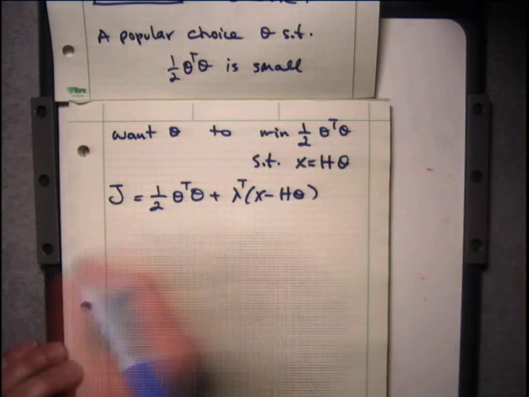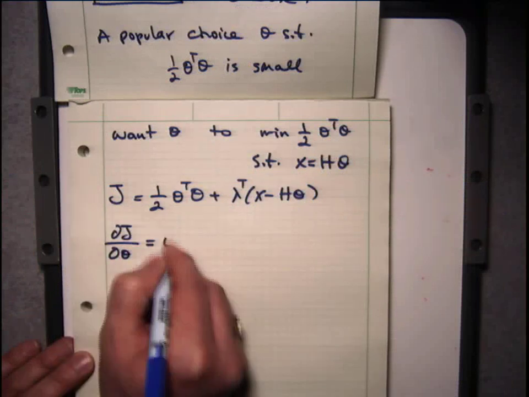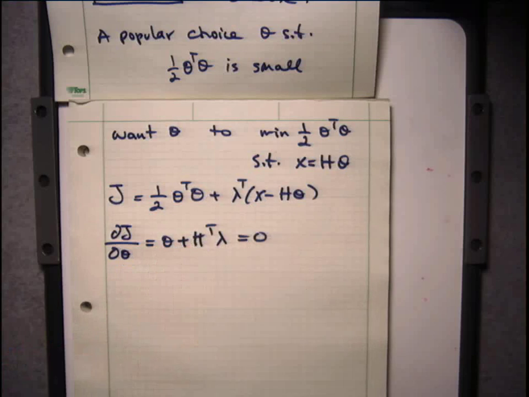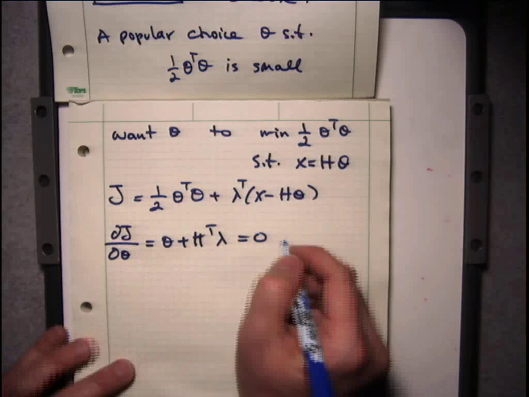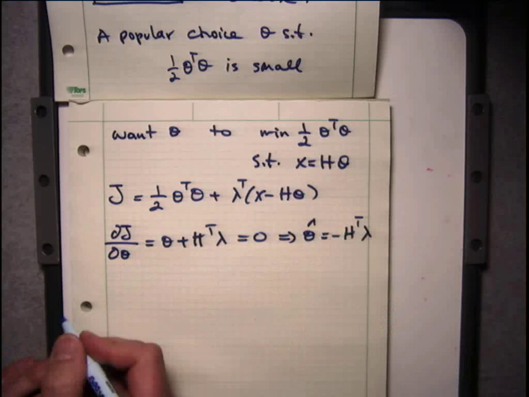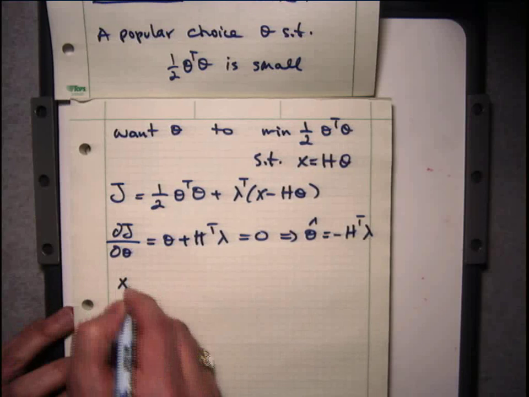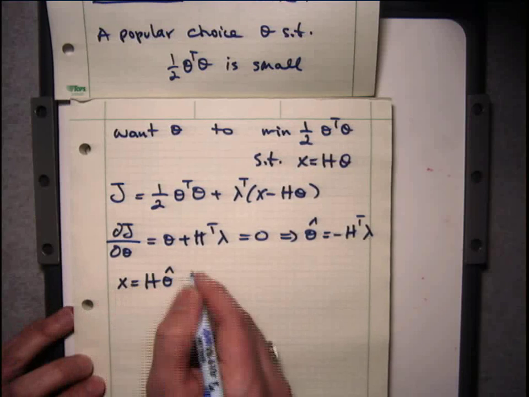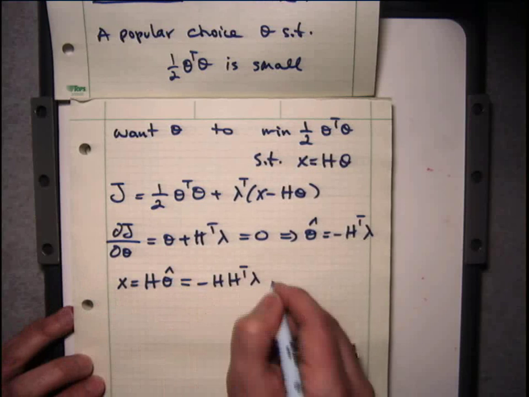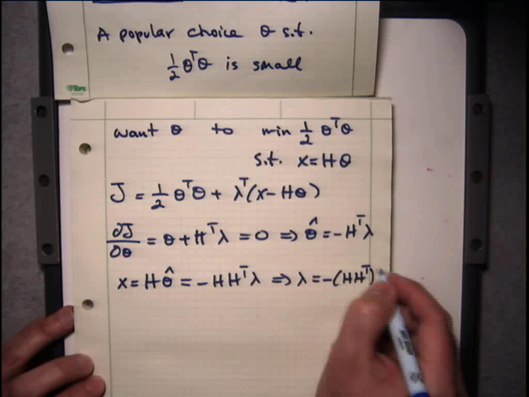All right, so then we differentiate this. dJ/d theta: theta plus H transpose lambda equals 0. We solve this for theta hat. Theta hat is minus H transpose lambda. Now we need lambda, and to get lambda, we need to invoke the constraint, which is that X has to be equal to H theta hat. You plug things in, you get minus H H transpose lambda. So lambda is equal to minus (H H transpose) inverse times X.